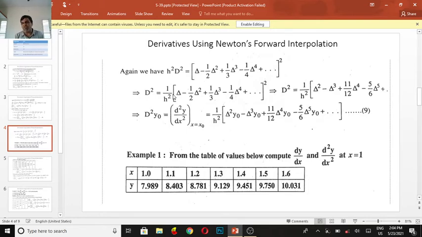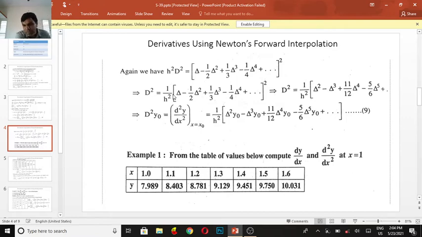So this is the same form as Lagrange's interpolation formula. See, this is the method to find dy by dx and d square y by dx square. For a simple example, we find dy by dx or d square y by dx square when the independent variable is given.